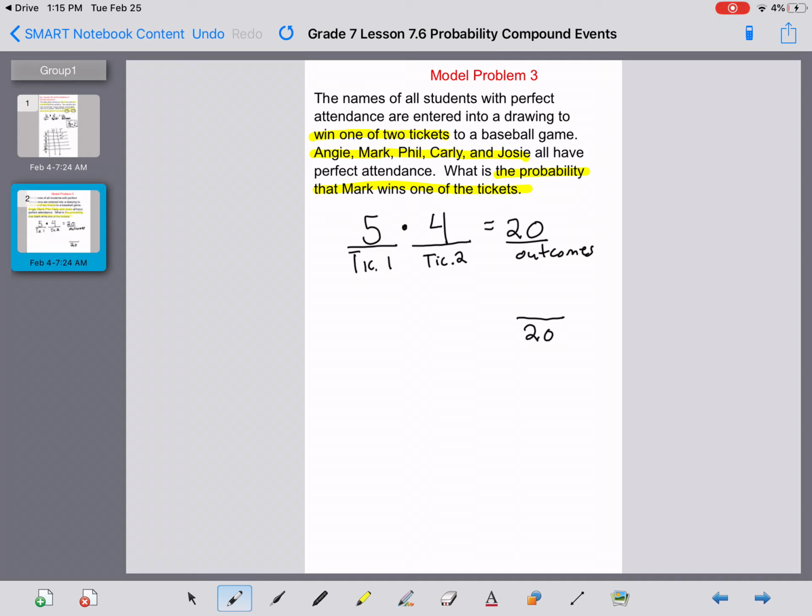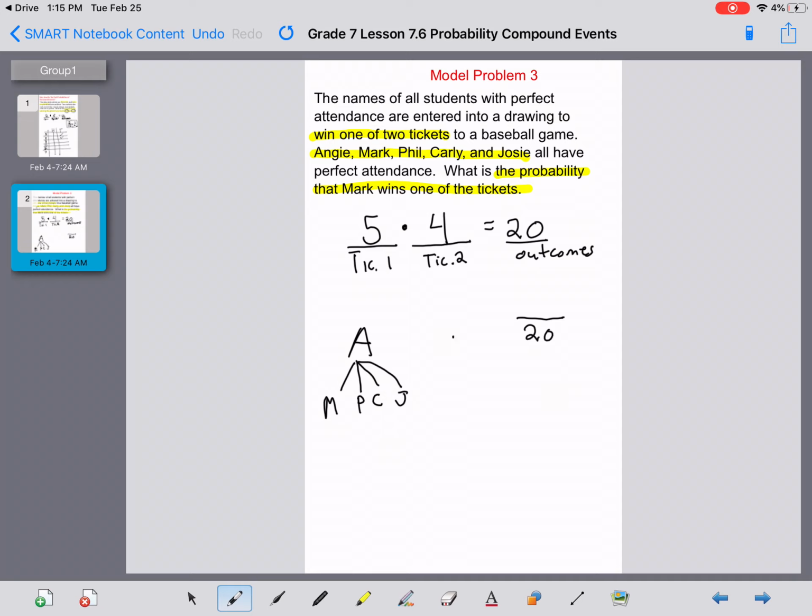Now with this problem, since we have this option of not being able to win both tickets, a tree diagram is going to be best to list out all of our possibilities. So I'm going to create my tree diagram. I'm going to start with Angie. Angie can win the first ticket. If Angie wins the first ticket, that means Mark can win the second, or Phil, or Carly, or Josie. Angie can't win the second ticket because she already won the first ticket.